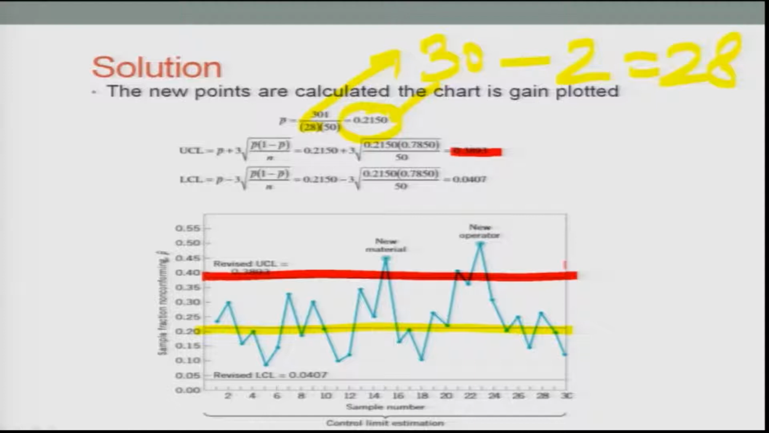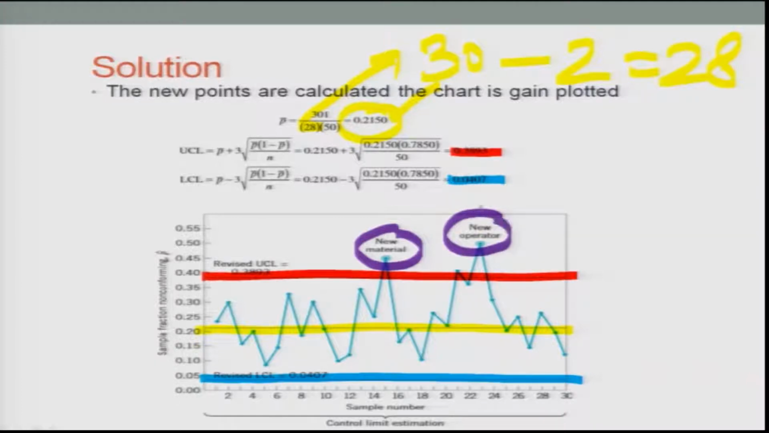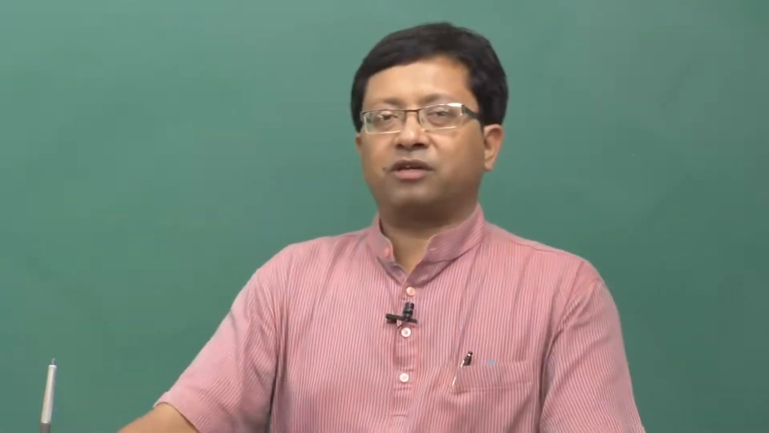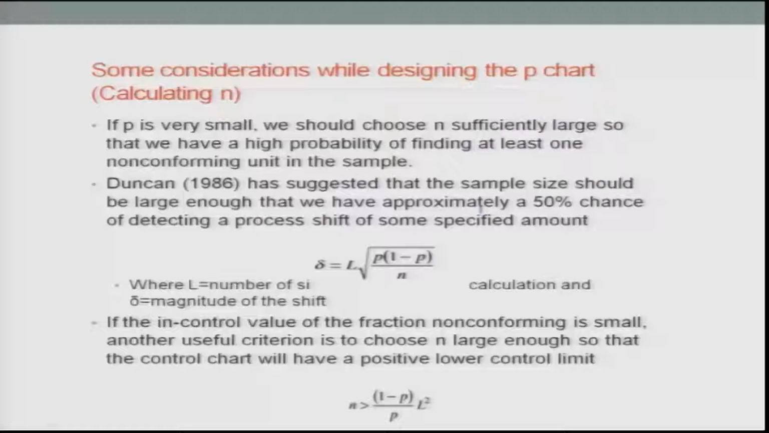Based on that, I calculate the upper control limit to be 0.3893, which is this line. Then the lower control limit comes out to be 0.0407, this line, and if you work through the calculations, it will be very evident. Let me use another color, say violet. So, whether it is the new material or the new operator or whatever the reasons are, you will be able to find out in a much better way and comment intelligently on what caused this aberration.